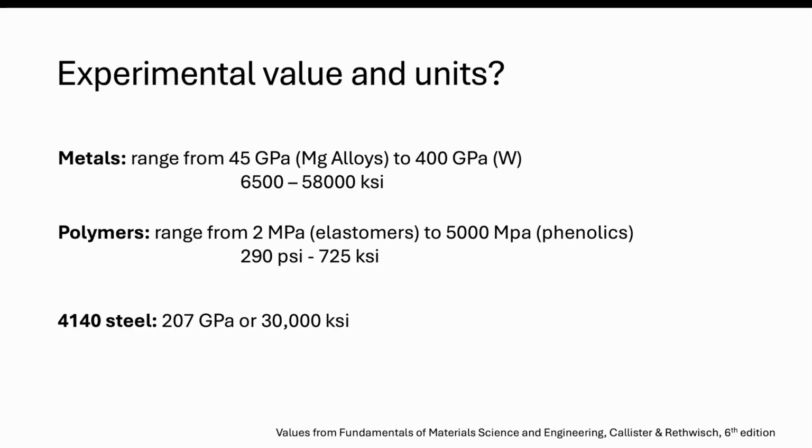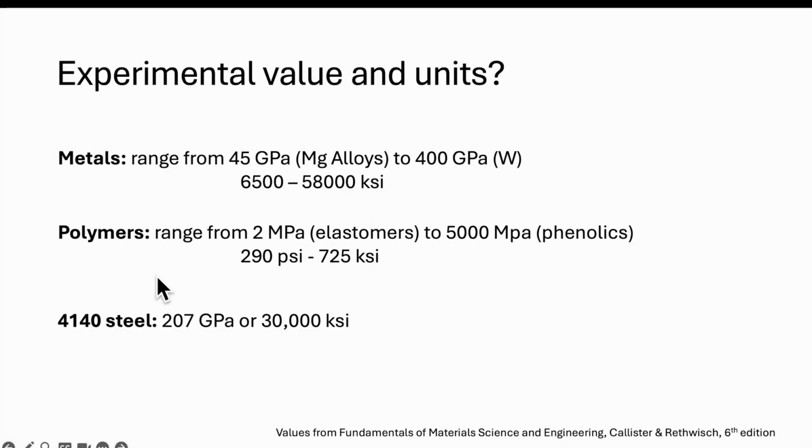I've got some values here for different types of materials. Number one, metals. This is a lot of what you might be tensile testing on. This is very common. We can have a range of values all the way at the lower end of 45 gigapascals for magnesium alloys up to 400 gigapascals for tungsten. So that's a range of 6,500 to 58,000 KSI, again, imperial units.